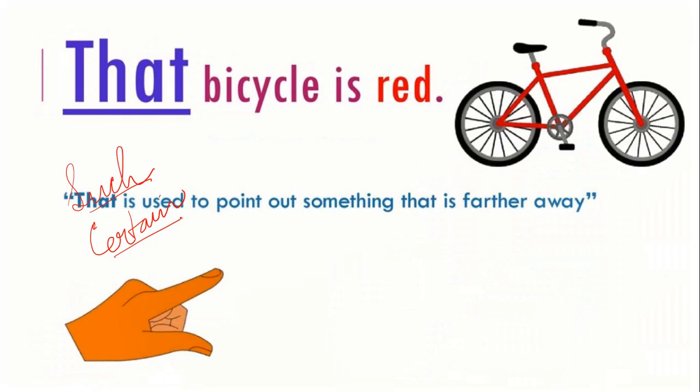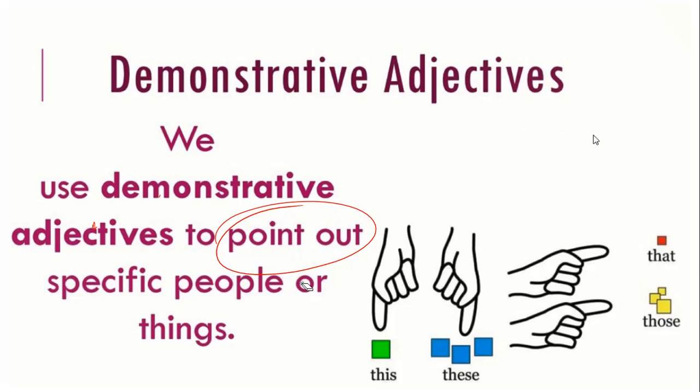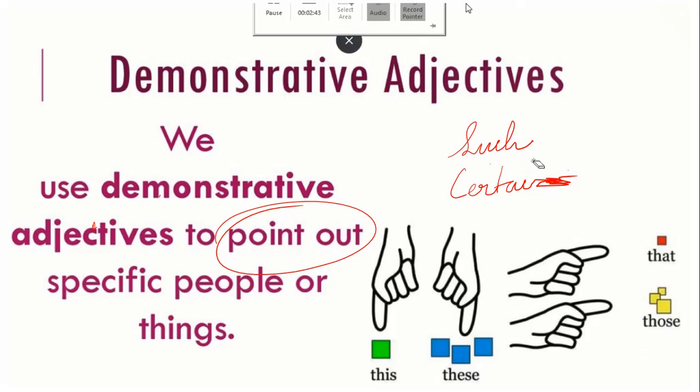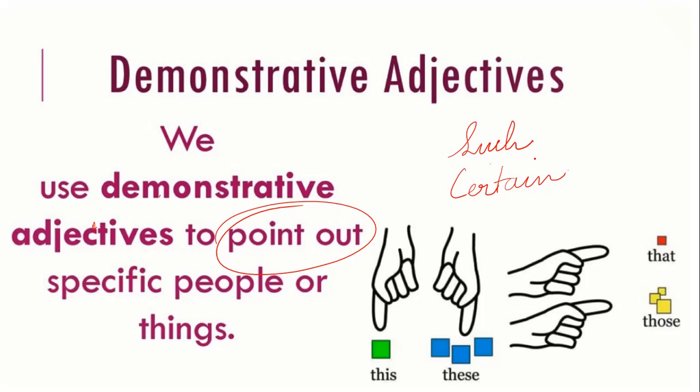Okay. So they are used to point out something, some person or a thing. These are the most common demonstrative adjectives that we use: this, these, that, those, and we also use such, certain. Such students always get good marks. A certain king was very kind. So we have demonstrative adjectives.